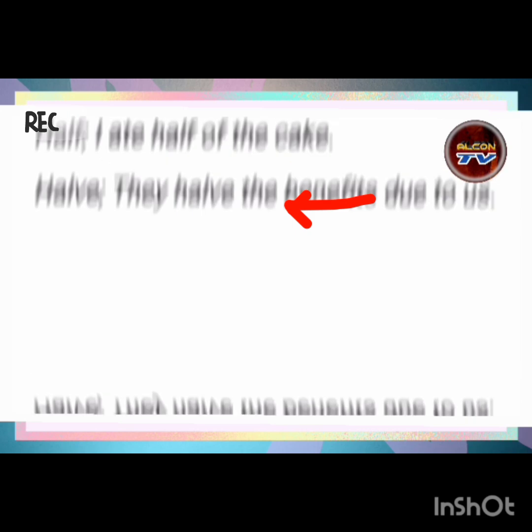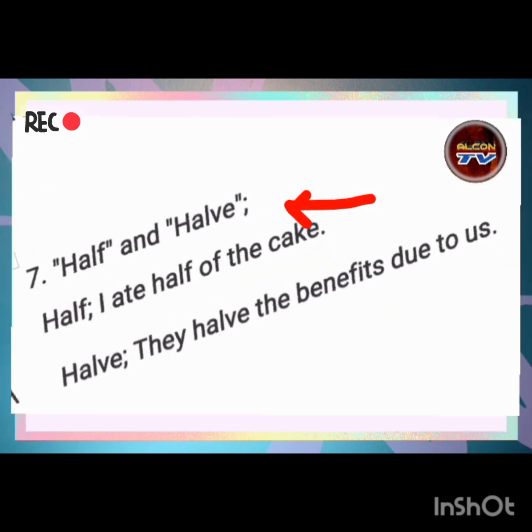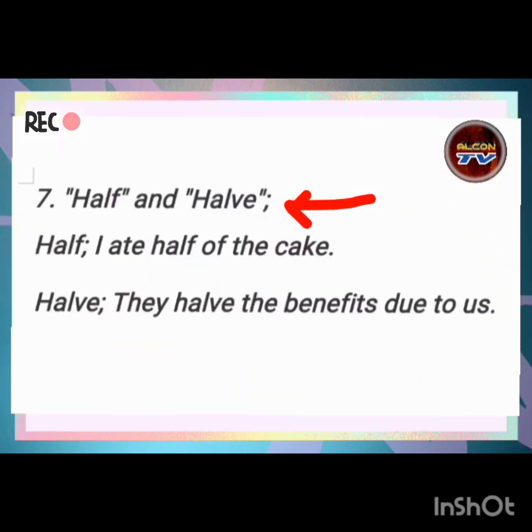The next example, number 7, you say half and have. The first sentence is for half: I ate half of the cake. For the next one, you say: They have the benefits due to us. They have, that is, they divided into two, our benefits, so to speak. They have the benefits due to us.